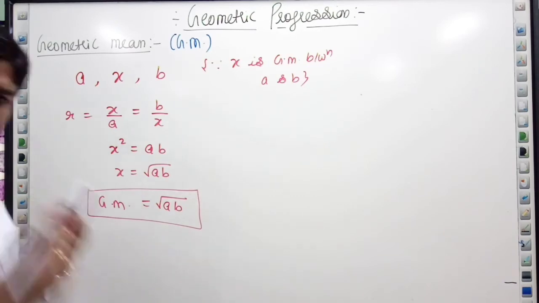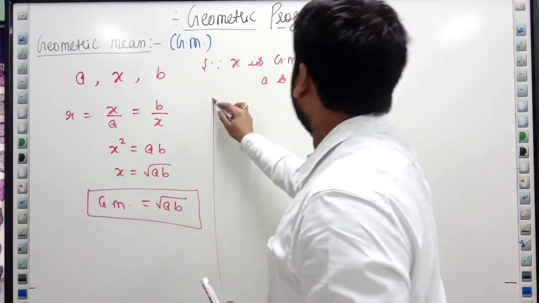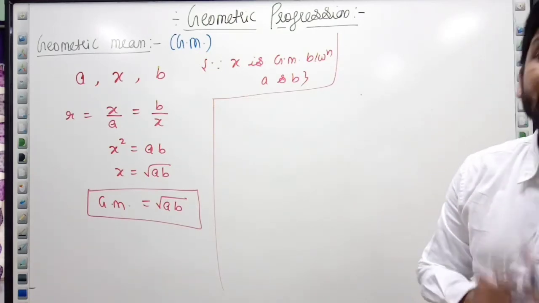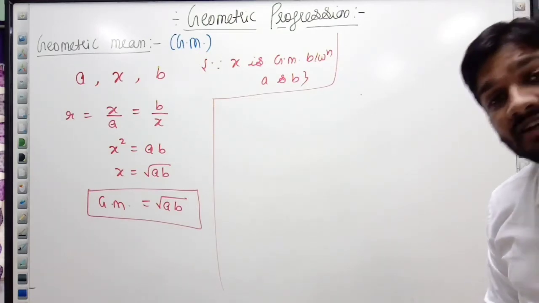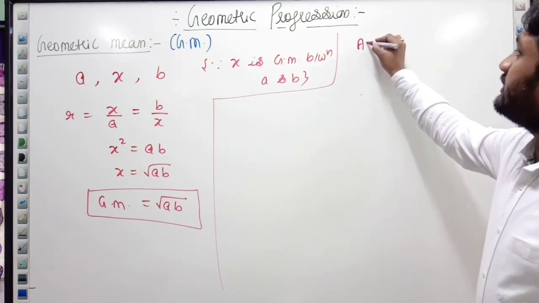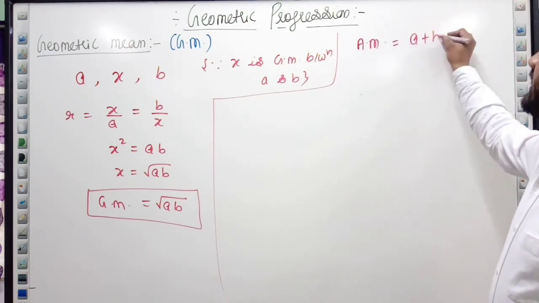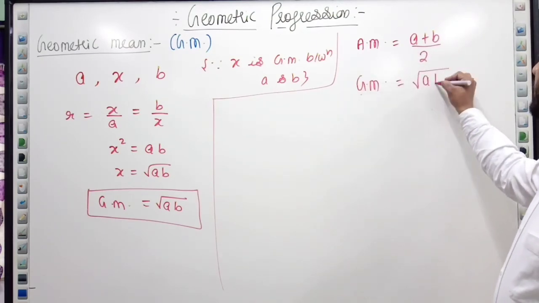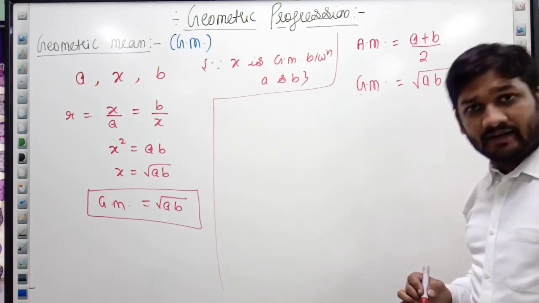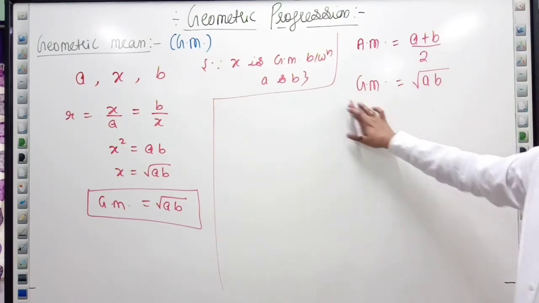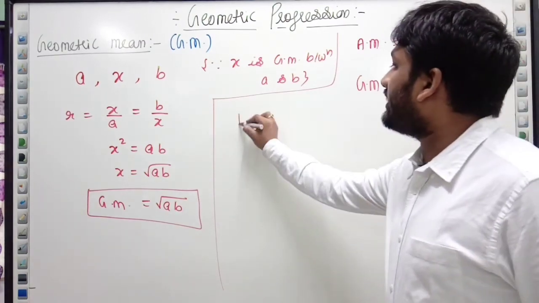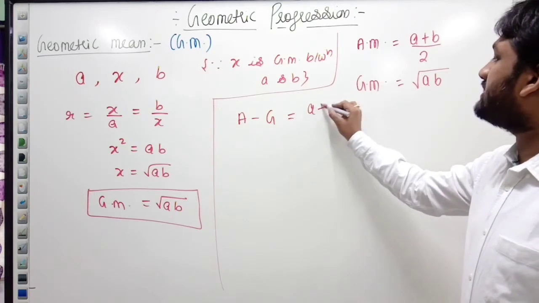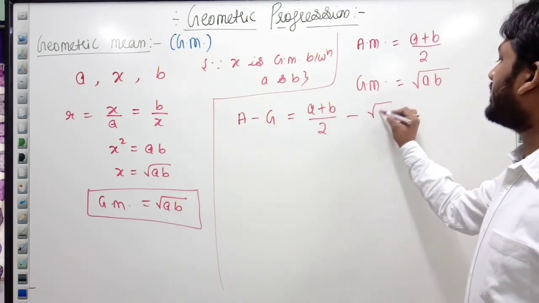Now one more thing that we will be discussing is the relationship between arithmetic mean and geometric mean. What will be the relation? Arithmetic mean we know is (a + b)/2. Geometric mean we have calculated as root ab. Now just pay attention here: I am calculating arithmetic mean minus geometric mean. Arithmetic mean is (a + b)/2 and geometric mean is root ab.